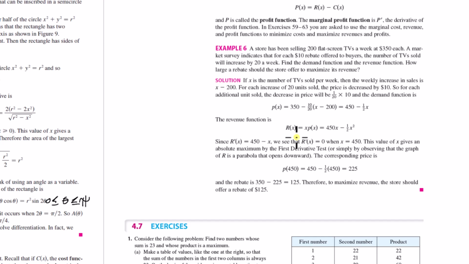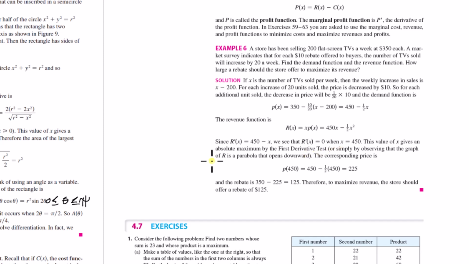All right, and then here's the revenue function, X times P sub X, and then they get the R prime of X. And so for R prime of X, they solve for the absolute maximum value, with X greater than or equal to zero, that's the domain. And the revenue function is at its max when X is equal to 450.